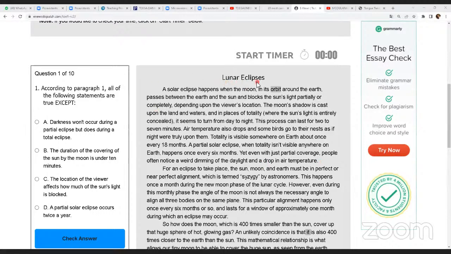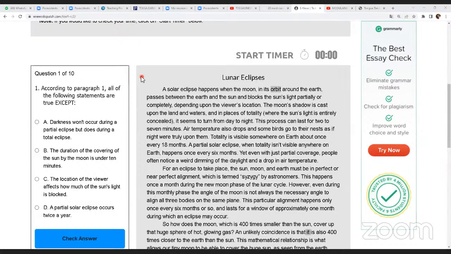So here we go. Lunar eclipses. Go ahead, please. A solar eclipse happens when the moon, in its orbit around the Earth, passes between the Earth and the Sun and blocks the sunlight partially or completely, depending upon the viewer's location. The moon's shadow is cast upon the land and waters, and in places of totality where the sun's light is entirely concealed, it seems to turn from day to night.